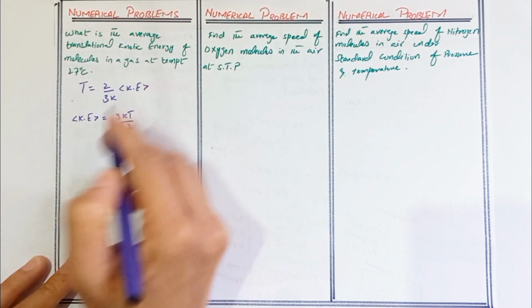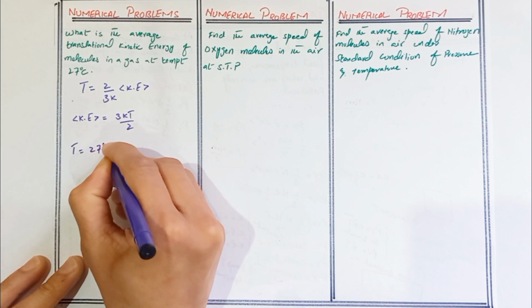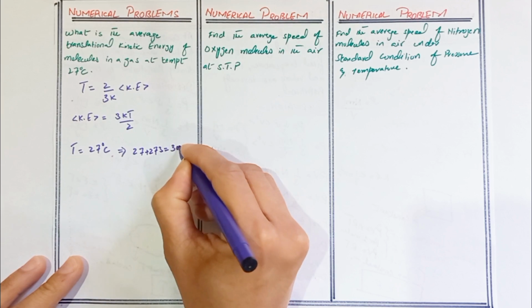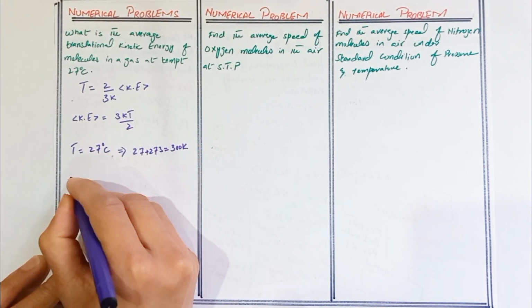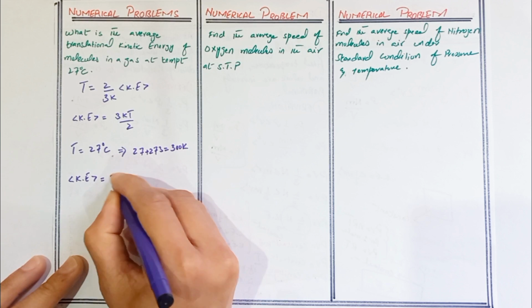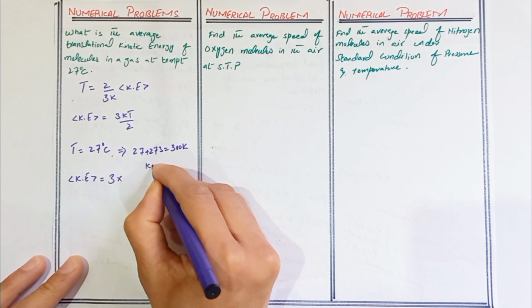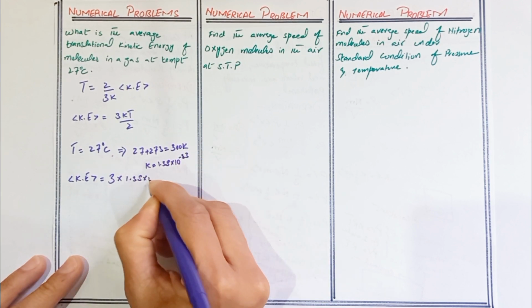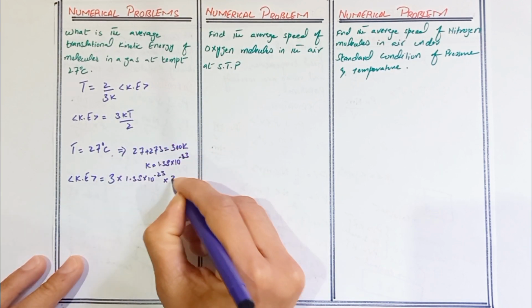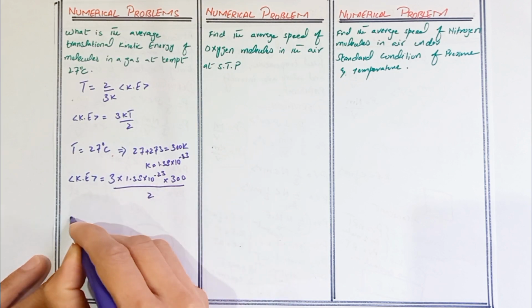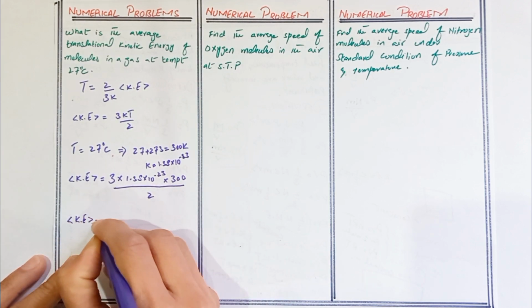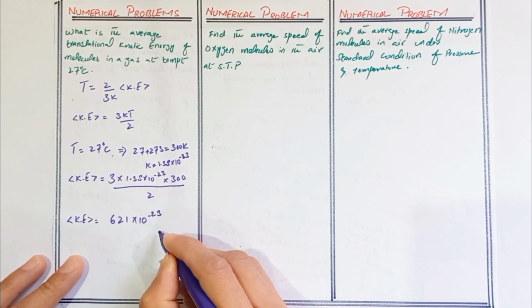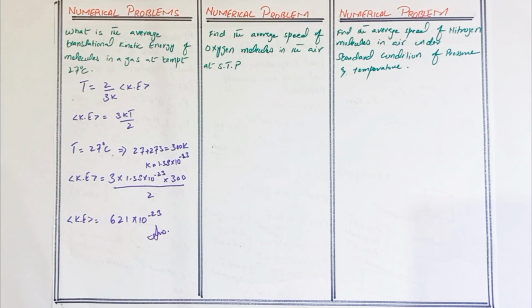Here the temperature is given as 27 degrees centigrade, so we convert it into Kelvin. 27 plus 273 is equal to 300 Kelvin. So put this value in this numerical. The value of K is equal to 1.38 × 10^-23. So put it here: 1.38 × 10^-23, temperature is 300, over 2. If we simplify it, we get the answer 621 × 10^-23. That is the kinetic energy.